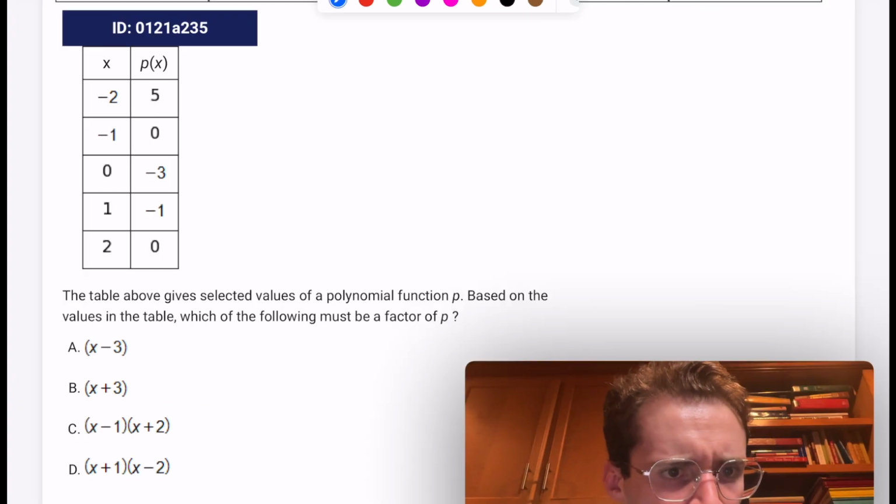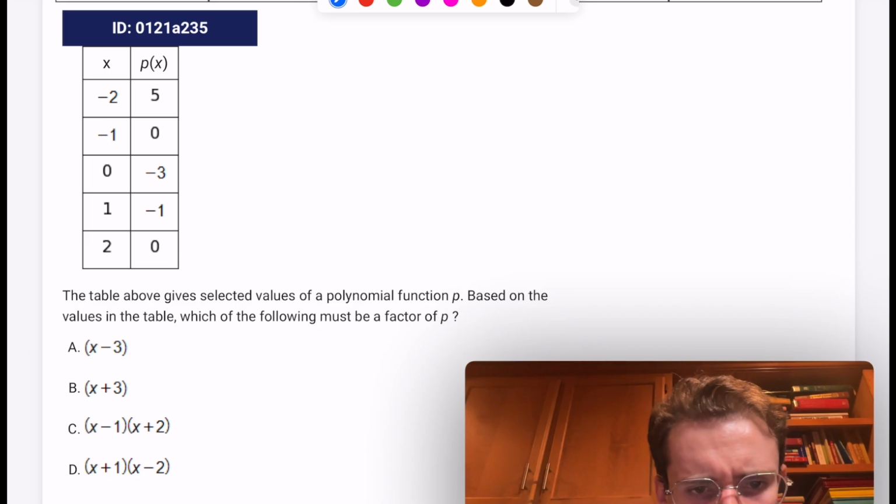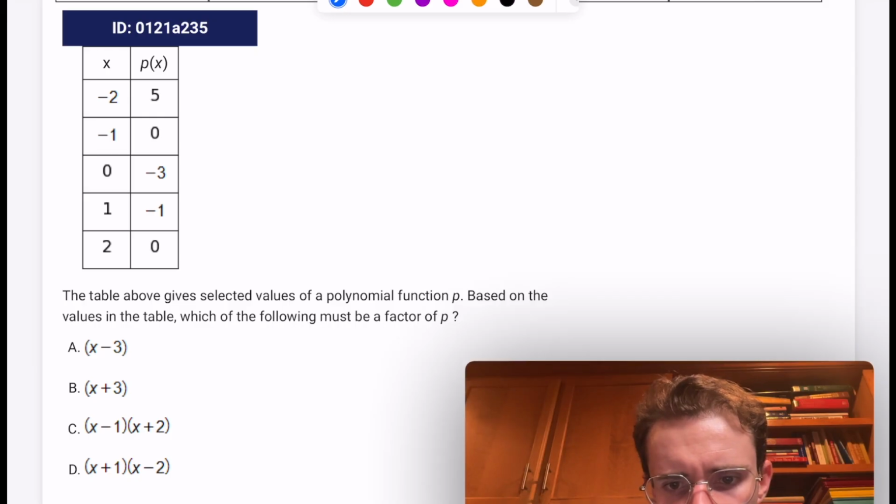All right, here we have x and p(x) in a table. So x, your inputs and your outputs. The table above gives selected values of a polynomial function p.